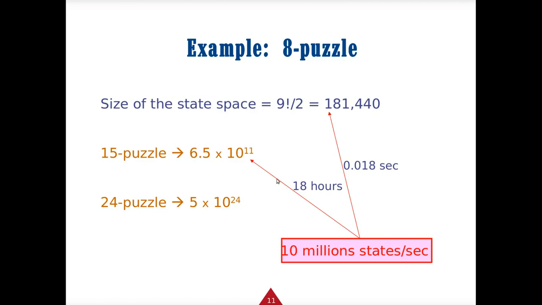So we're just going to do a search agent. And then finally, for the 24 puzzle, around 10 to the 24, it takes 16 billion years to do. So this would never be solvable.